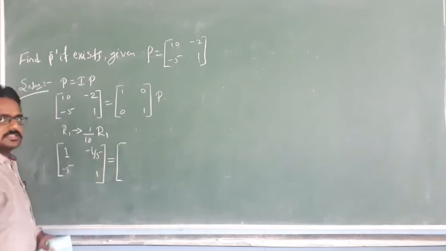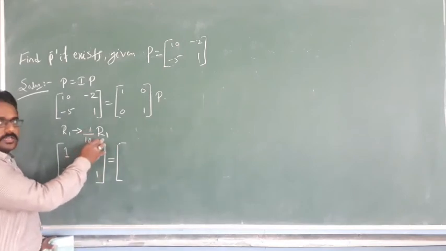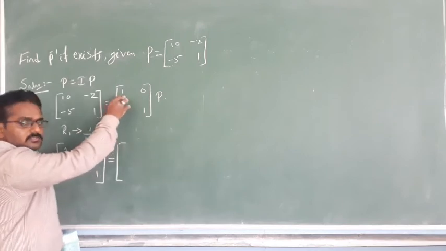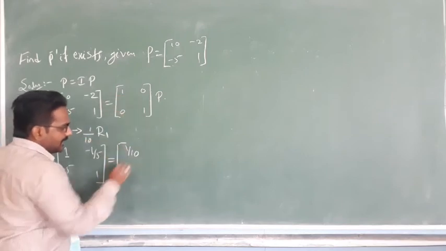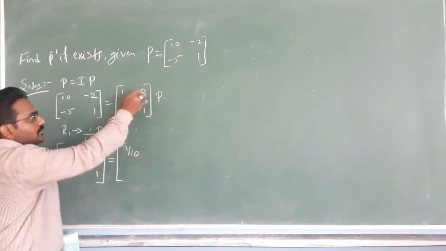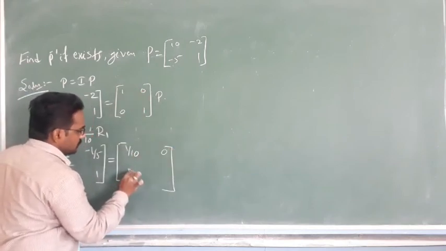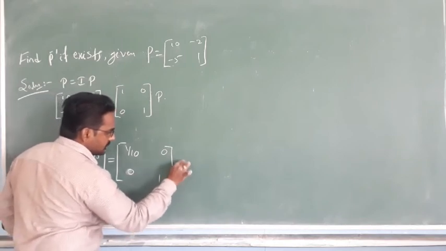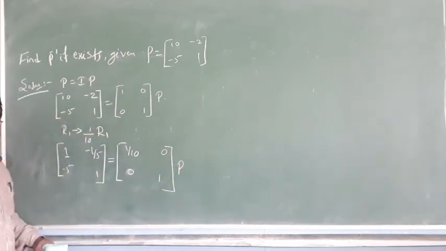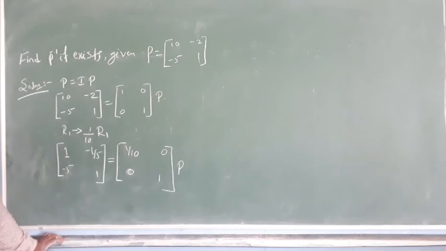So what about here, students? Here also you have to convert. So 1 by 10 into R1. 1 by 10 into R1 value is 1, so you get the 1 by 10 itself. Next, 1 by 10 into R1 value is 0, so you get the 0. So 0 1. Second row element as it is.